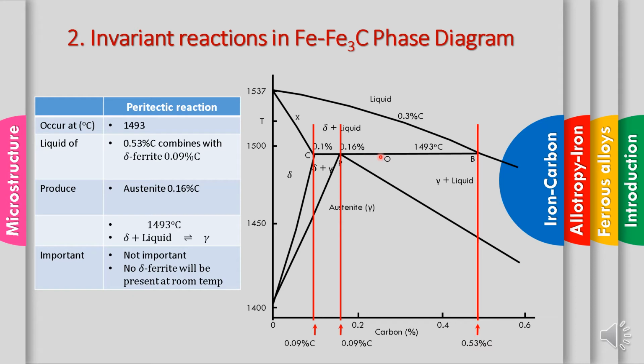Basically, when we project this 1493 degrees Celsius, we have three points. The first one is this point, the second one is this point, and the third one is this point. In the liquid region, there is 0.53 percent carbon, combined with delta ferrite at 0.09 here. Carbon in austenite is 0.16 in this region. And then this gamma can transform from the delta and liquid at this point, at 0.09 percent carbon at 1493 degrees Celsius.